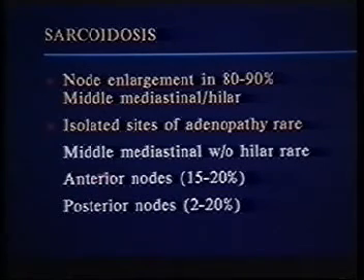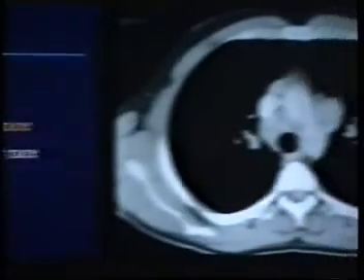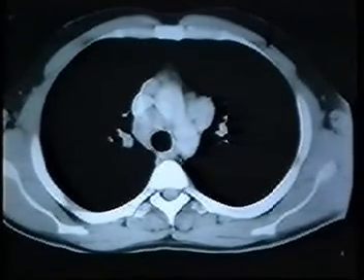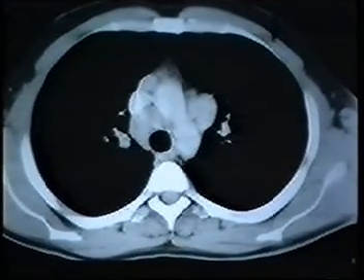Anterior mediastinal nodes, that is prevascular nodes, are present in 15 to 20% of patients with sarcoid, but again would be rare as an isolated site. Similarly, posterior nodes can be seen, but would be rare as an isolated site. Unless you see hilar and mediastinal adenopathy, middle mediastinal adenopathy, you are probably dealing with something other than sarcoid.